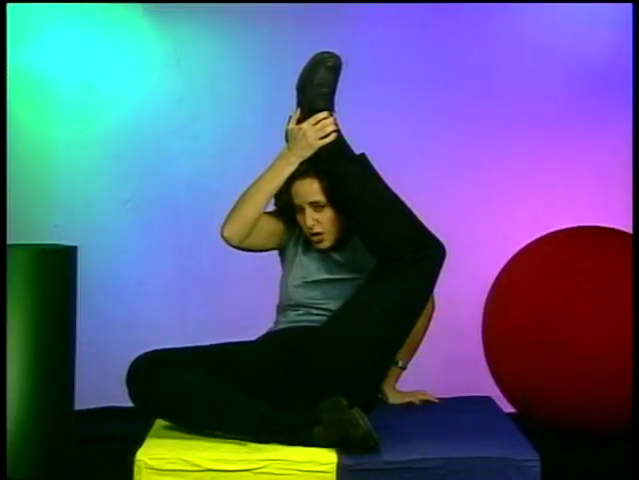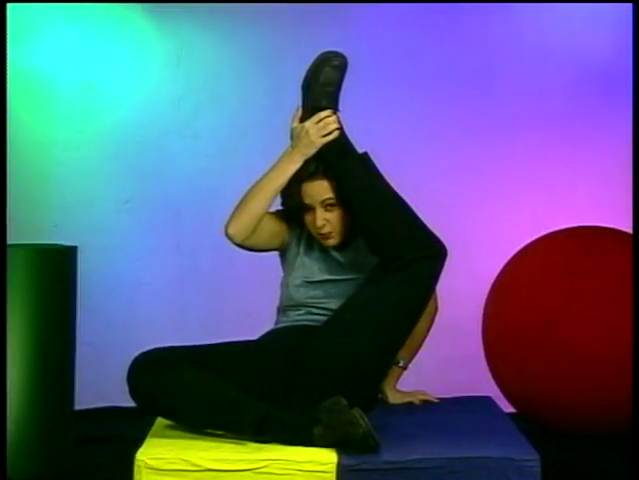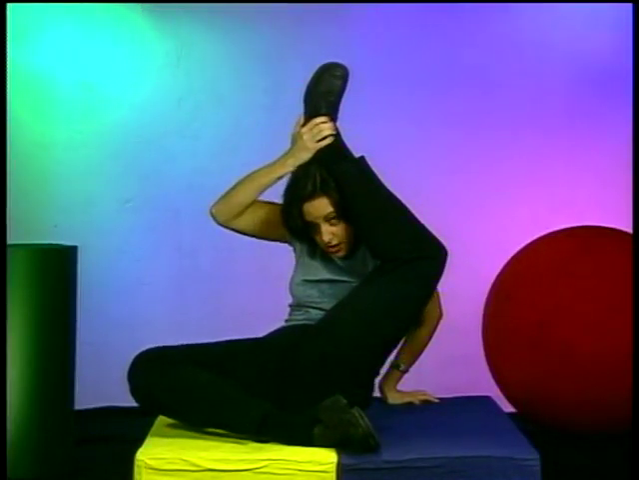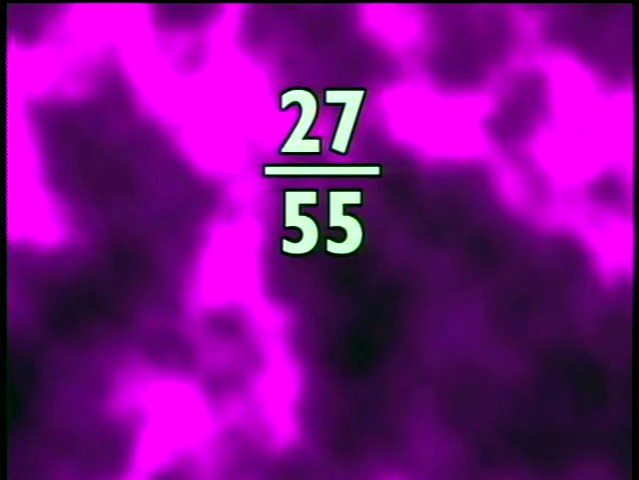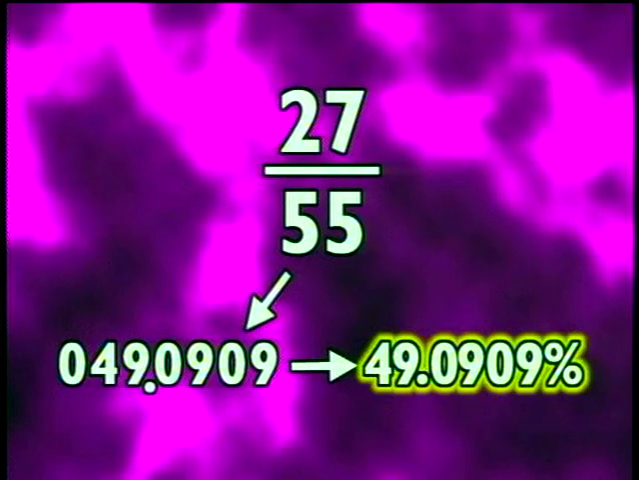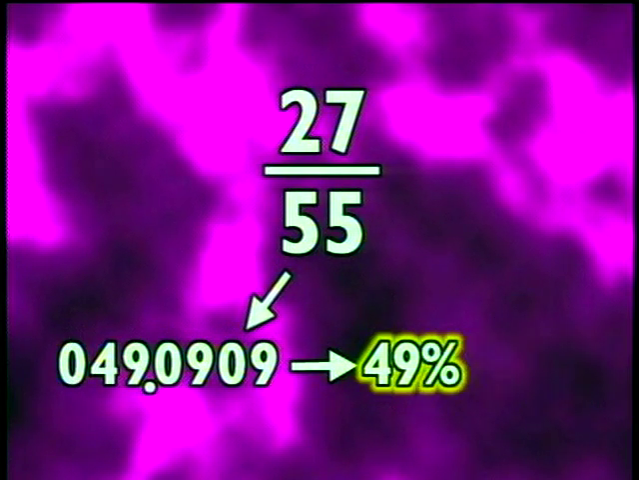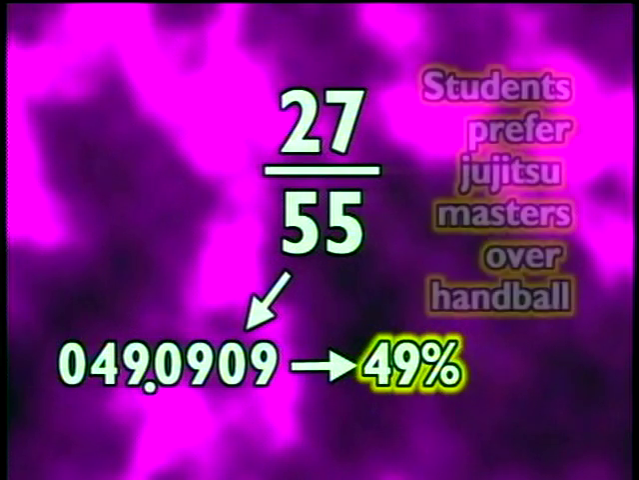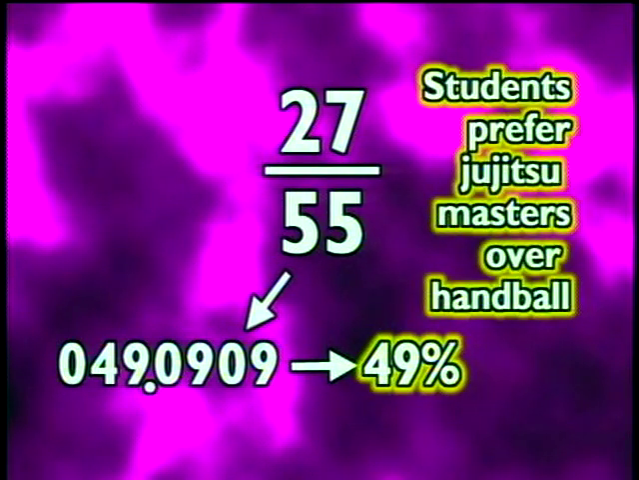0.490909. Oh, sorry. Okay, now let's find the percent of this decimal. To obtain the percent, move the decimal point 2 places to the right and insert the percent symbol. So we have 49.0909%. We can round this off to 49%. So 49% of the students prefer jiu-jitsu masters over handball.